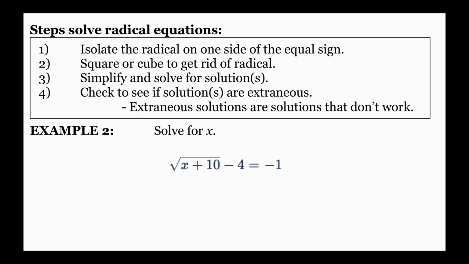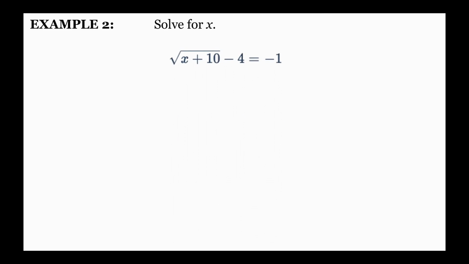Okay, so let's do number 2. First thing I'm going to do is I got to isolate. Step 1 says isolate the radical. Well, that means I have to know where's the left side and where's the right side. So I draw a line on the equal sign.